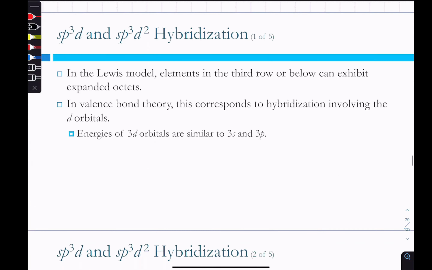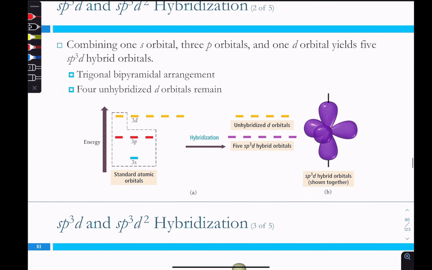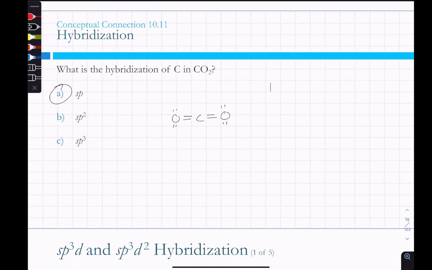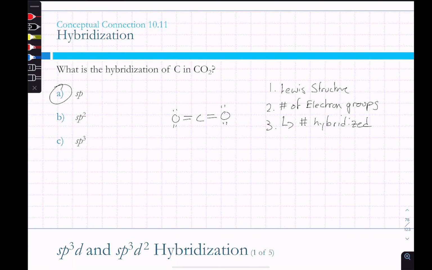And so we're going to skim past these real quick. I guess let's talk about one of them. Let's talk about this first, actually. So your first step is always going to be to draw a Lewis structure. Then you're going to determine the number of electron groups. And then the number of electron groups is the number of hybridized orbitals.